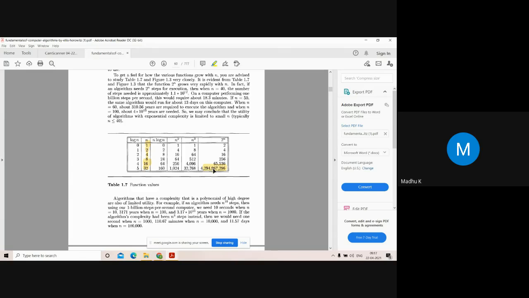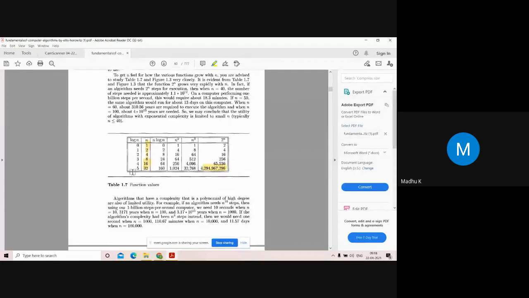It's about 42 lakh or above. So what you have to understand is that, depending on the input size n, different functions will take different steps. The extreme case here is 2 raised to n, which is exponential time taken. So when the input size is 32, it takes this many steps to solve the problem.